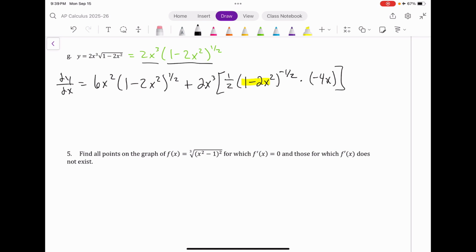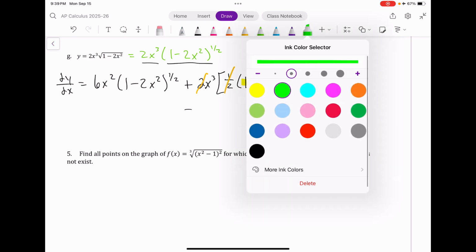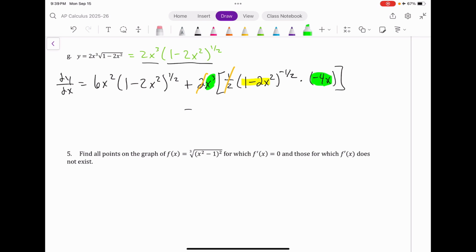And we could clean that up a little bit, right? What is that going to be? Minus 8x to the 4th, but divided by 2, right? So it'd be minus, yeah, because the 2 and the 1/2 cancel. So we're just going to multiply x cubed and negative 4x together. So minus 4x to the 4th, times (1 minus 2x squared) to the negative 1/2. And then that first term, nothing happens. Okay, so that's the derivative.